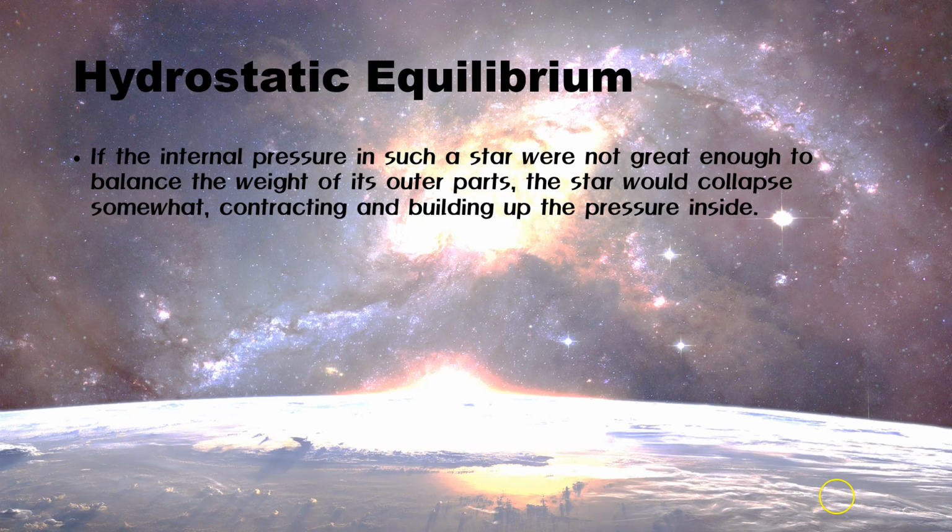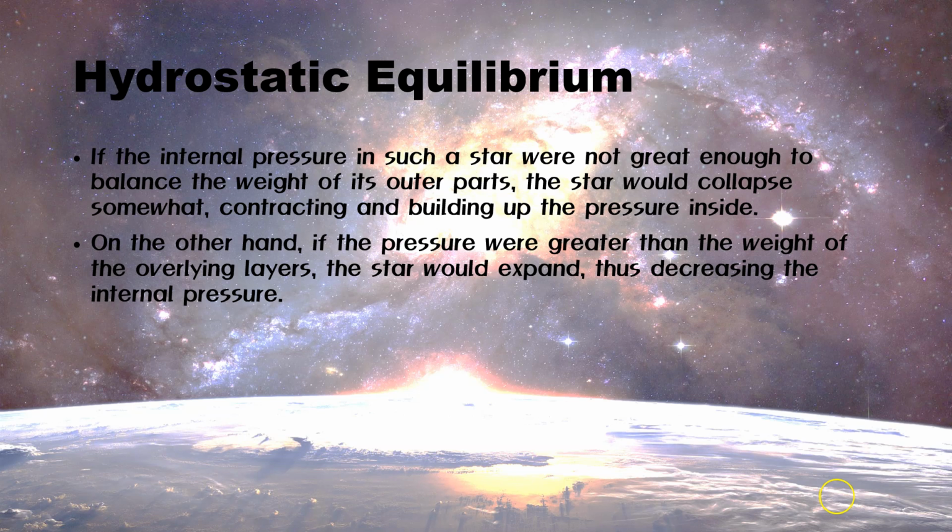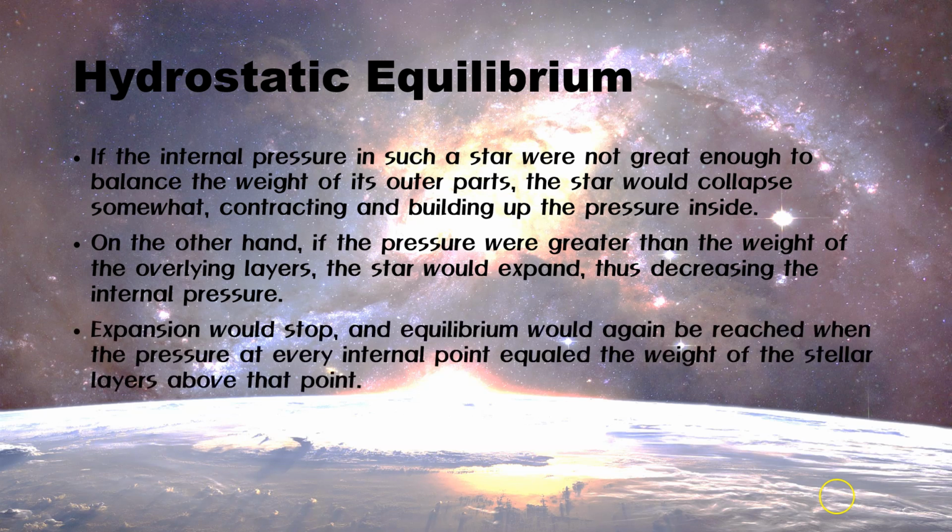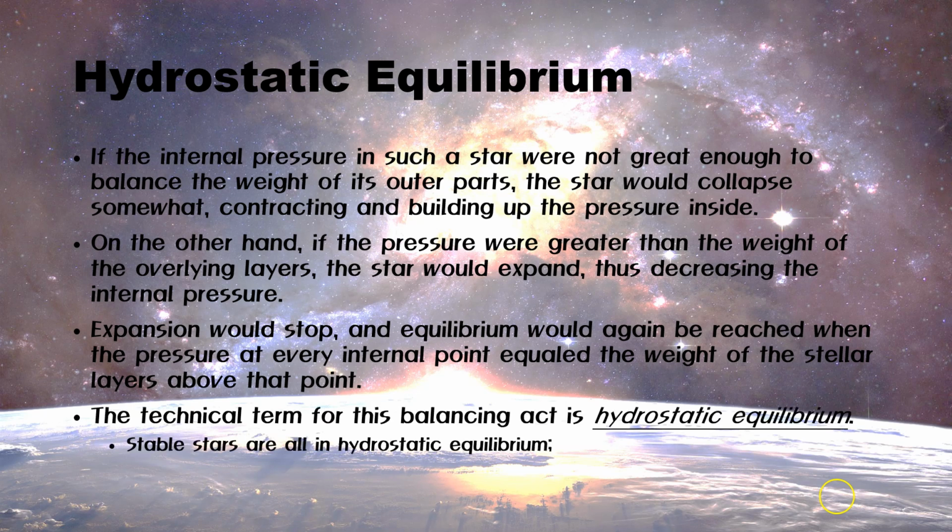If the internal pressure in such a star like our sun were not great enough to balance the weight of its outer parts, the star would actually just collapse, contracting and building up the pressure inside. On the other hand, if that pressure were greater than the weight of the outerlying layers, well, the star would expand, thus decreasing the internal pressure. Expansion then at that point would stop, and equilibrium would again be reached when the pressure at every internal point equaled the weight of the stellar layers above that point. Now, again, the technical term that we have for this balancing act is hydrostatic equilibrium, and all stable stars are in a state of hydrostatic equilibrium.